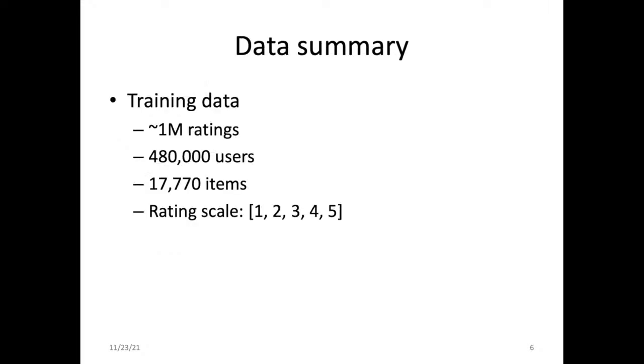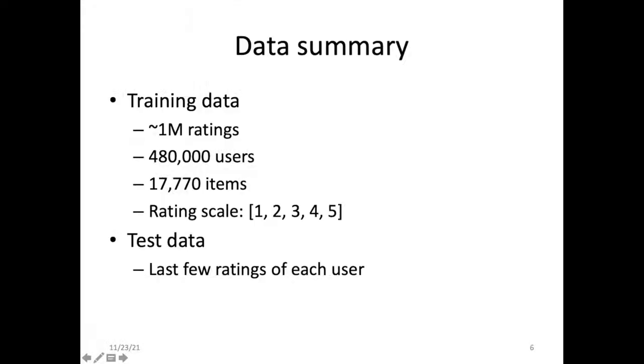This is a summary of this data set. They have 1 million ratings from nearly 500,000 users, and nearly 20,000 items. They give you this training data, and the goal is to predict the last few ratings of each user. So you have the predicted ratings, and they know the ground truth, so they can compute a root mean square error for you and compare the root mean square error you predicted with their Cinematch.